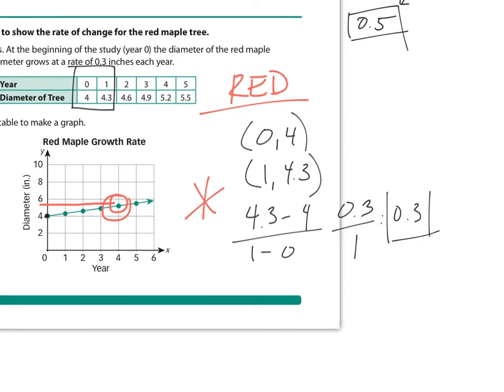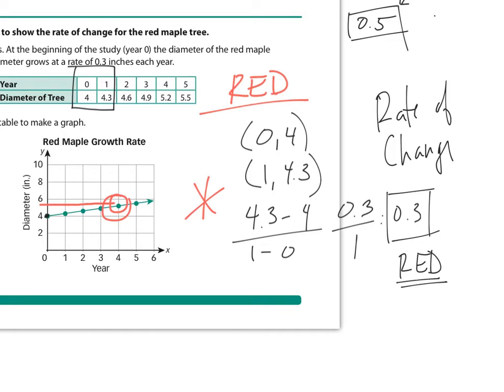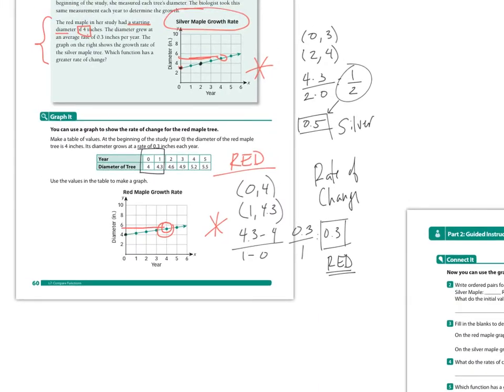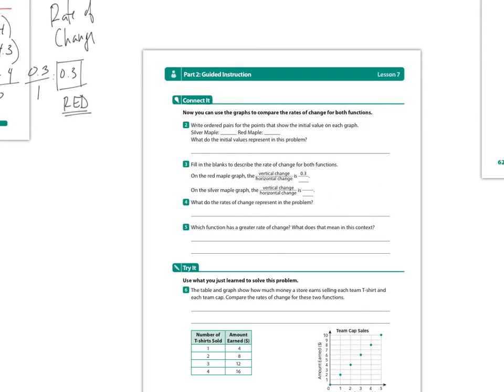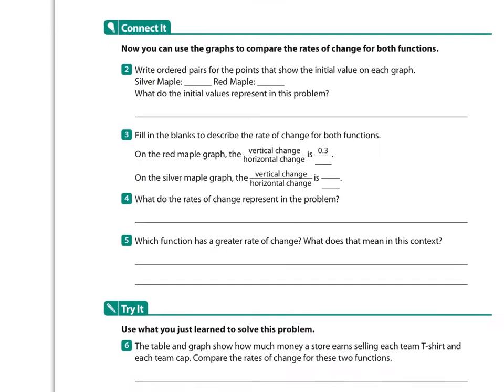So here's our rate of change for both of these. So here's red, here's silver, and now we can figure out, okay, which one's growing at a quicker rate of change. All right, I'll let you figure that out. Okay, so now we can start to answer some questions here.